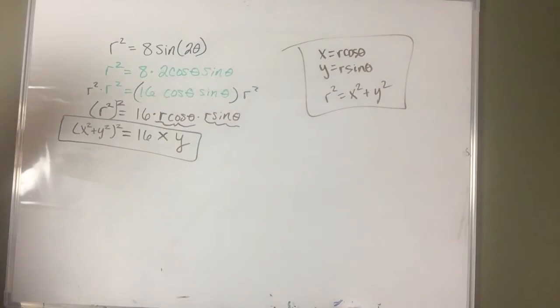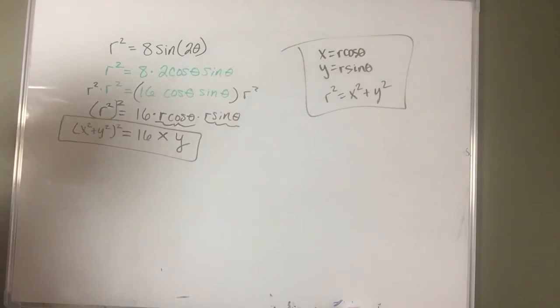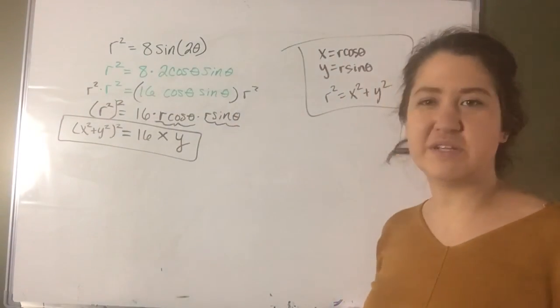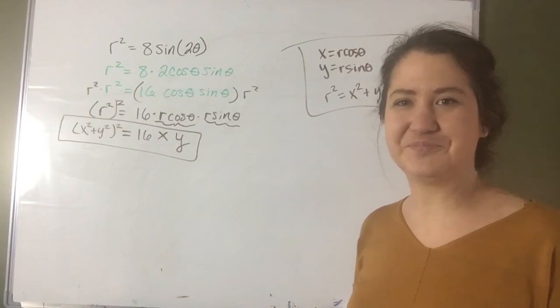And we're going to go ahead and leave it at that, right? We accomplished the goal. We have all x's and y's now. And I'm not going to worry about simplifying it or anything. Okay? There it is.